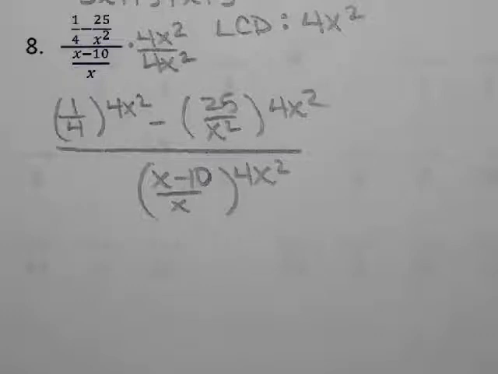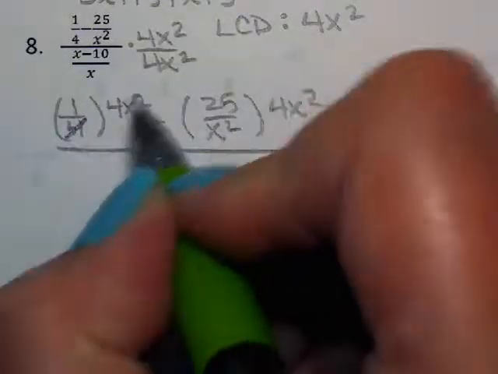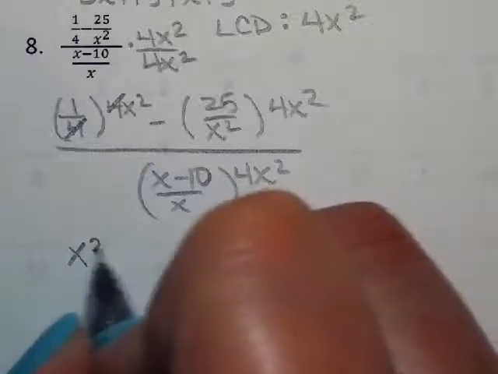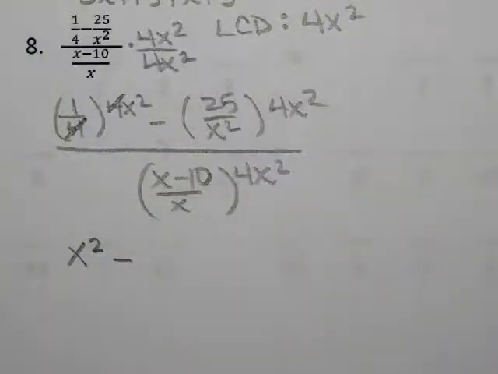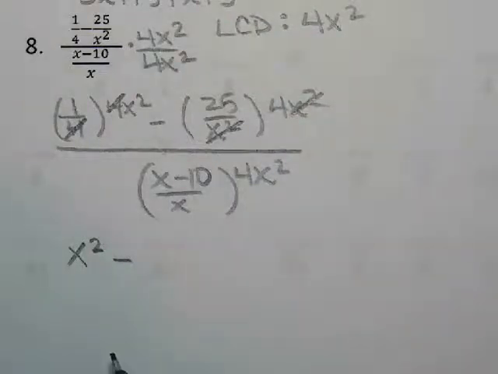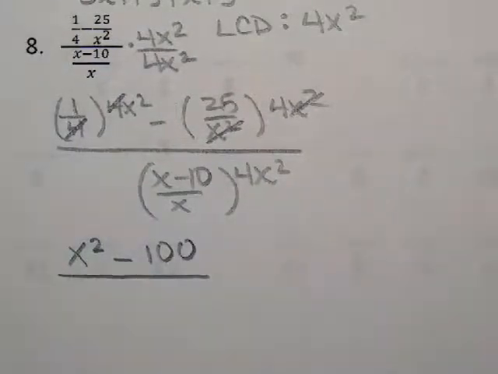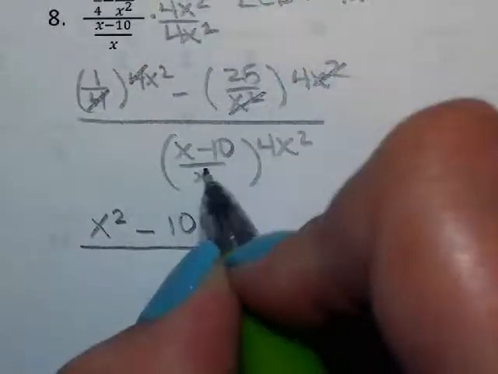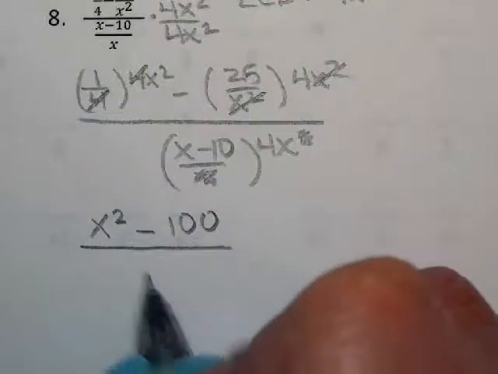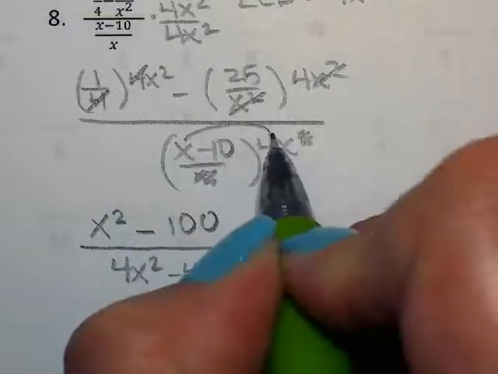All right, so in the first one, what cancels out? The 4s. Divide by 4 and times by 4, that cancels. And so what are we left with? Yeah, 1 times x squared gives us an x squared. Okay? And then for the second one, what cancels out? And what are we left with? It's a minus 100. 25 times 4 is 100, so minus 100. Okay? And then on the bottom, what cancels out? Just an x. So we have 1x, cancels with one of the x's, and it leaves one behind. And then what are we left with? So 4x squared minus 40x. Okay? So now what do we do?